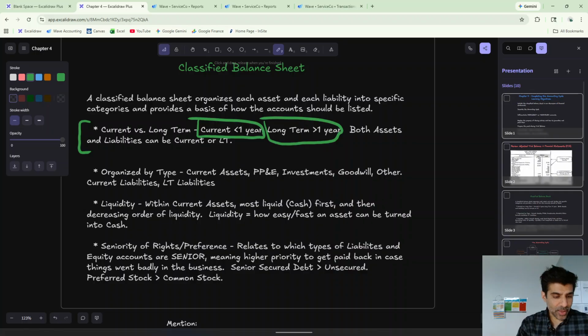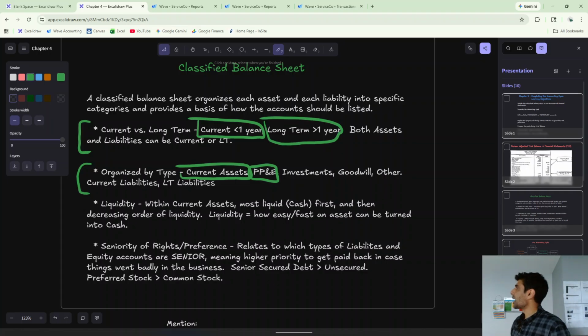Okay, the other way that we organize our balance sheet is by type. So we'll have our current assets kind of listed together. We'll have our property, plant, and equipment assets listed, investments, intangible assets like goodwill. They'll all be listed kind of in a grouping. Okay, and it's the same thing with the liabilities.